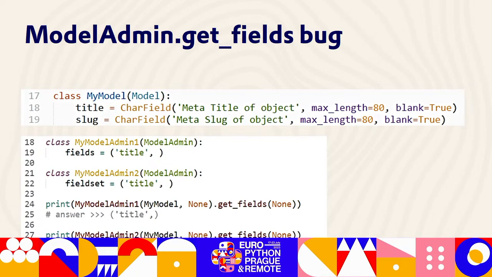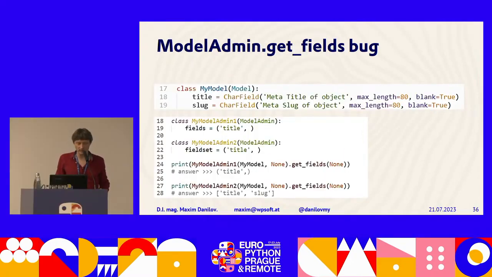And we go right on in my talk. ModelAdmin get_fields has a bug. Probably you should know about it. I create my model, title and slug. I create 2 ModelAdmins. In one ModelAdmin, I declare fields with the fields attribute. In the other ModelAdmin, I declare fields with the fieldsets attribute. And if I call ModelAdmin get_fields, for the first ModelAdmin I receive a title. For the second ModelAdmin, I receive title and slug. It means get_fields does not work normally in Django, and this is not solved yet.